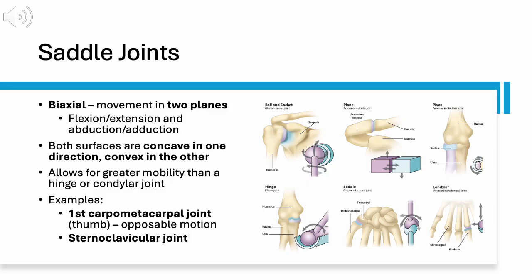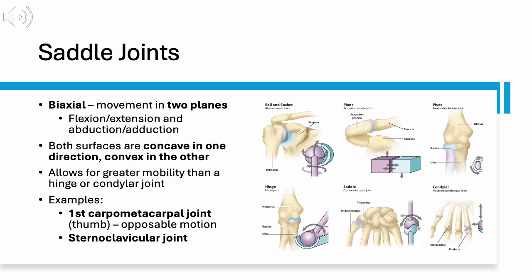The best example is the first carpometacarpal joint, where the trapezium bone of the wrist articulates with the first metacarpal bone of the thumb. This joint enables the thumb to move in multiple directions and to perform opposition, a motion where the thumb can touch the other fingertips. This ability is one of the reasons human hands are so dexterous.